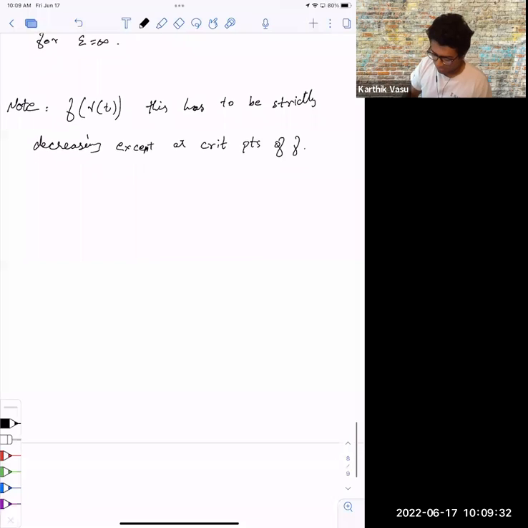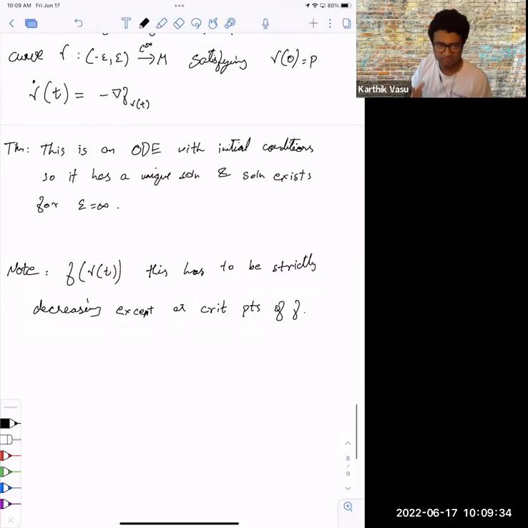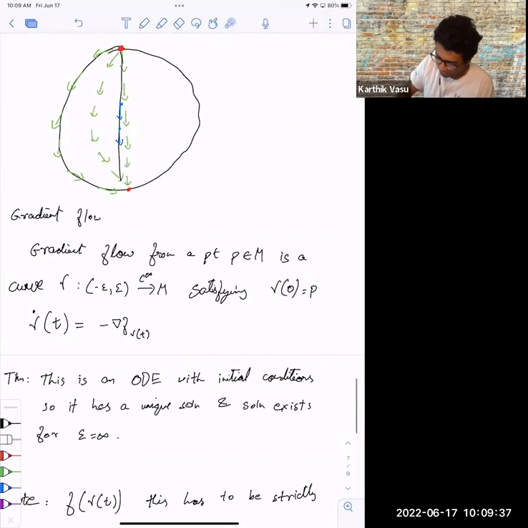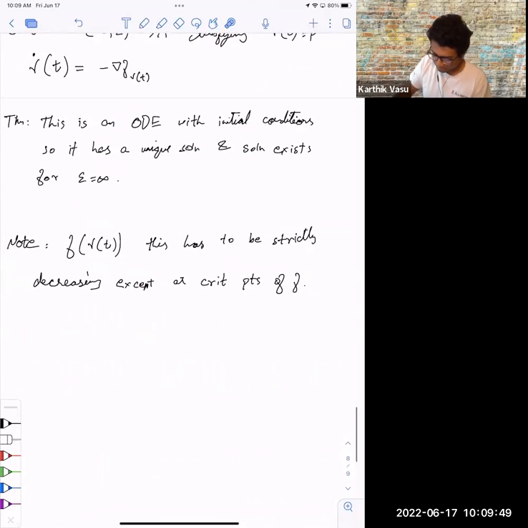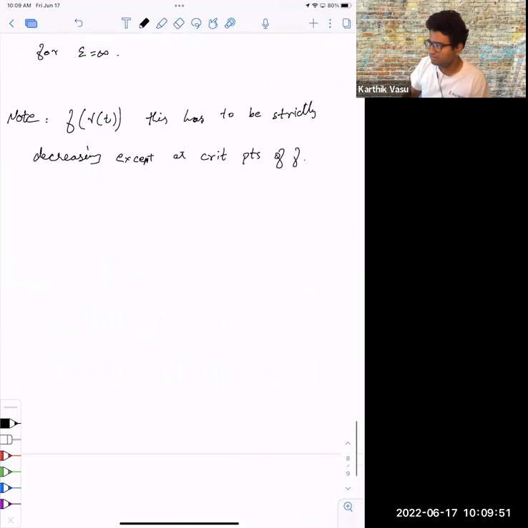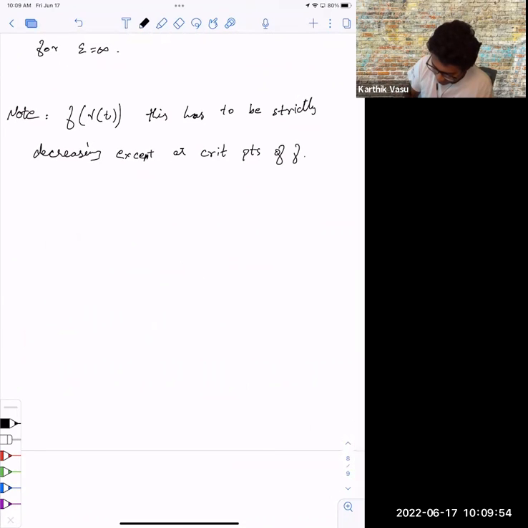Another thing you can check is, whenever you hit a critical point, there is no way you can escape it. You will always just stay there. So if any gradient flow comes and hits it here, it's constant after that. So after hitting a critical point, the flow stays.